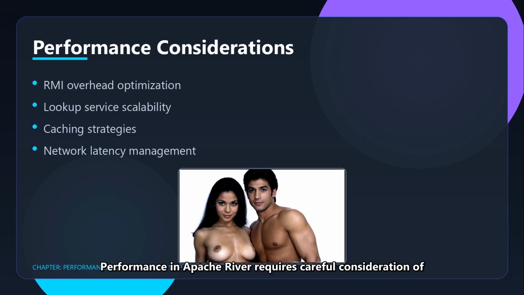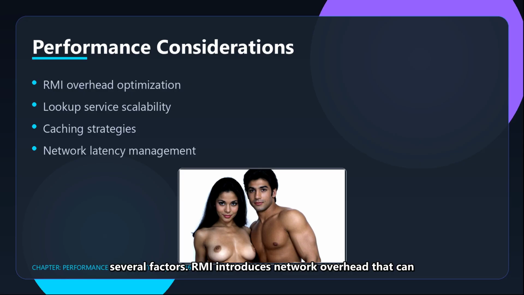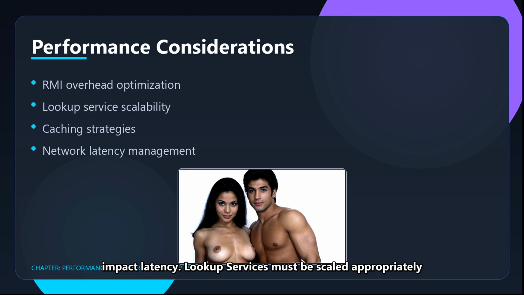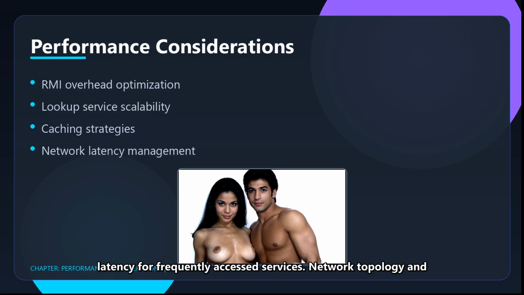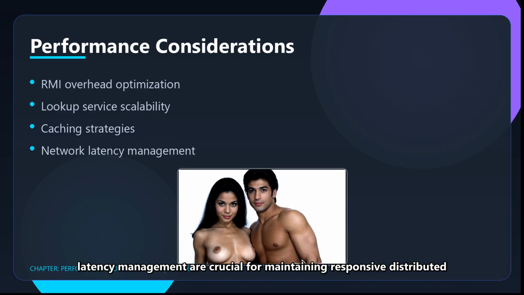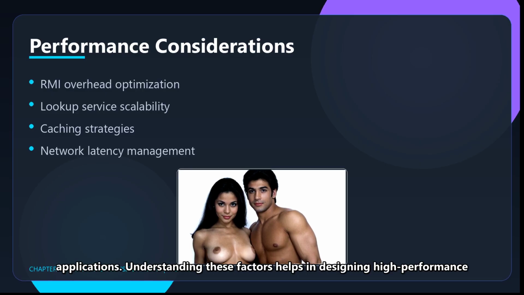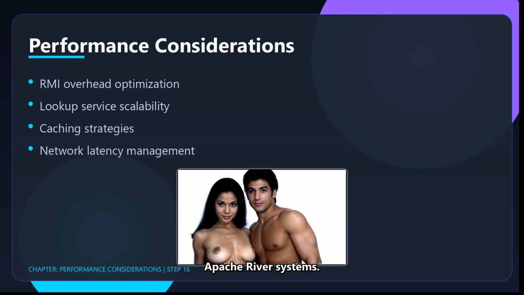Performance in Apache River requires careful consideration of several factors. RMI introduces network overhead that can impact latency. Lookup services must be scaled appropriately for large deployments. Caching strategies can reduce discovery latency for frequently accessed services. Network topology and latency management are crucial for maintaining responsive distributed applications. Understanding these factors helps in designing high-performance Apache River systems.